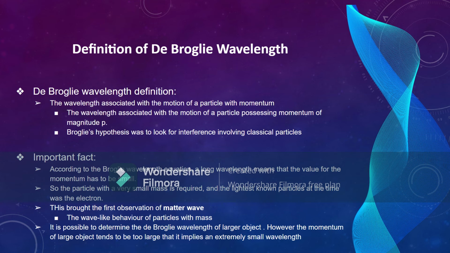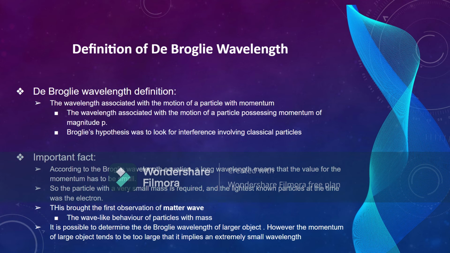Definition of the de Broglie wavelength: the wavelength associated with the motion of a particle with momentum. The wavelength associated with the motion of a particle that possesses momentum of magnitude p. De Broglie's hypothesis was to look for interference involving classical particles. It is important for you to notice that, according to the de Broglie wavelength equation, a long wavelength means that the value for the momentum has to be small.